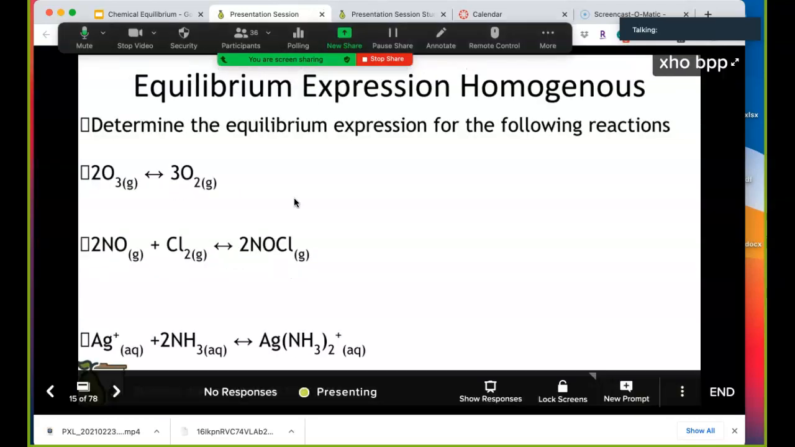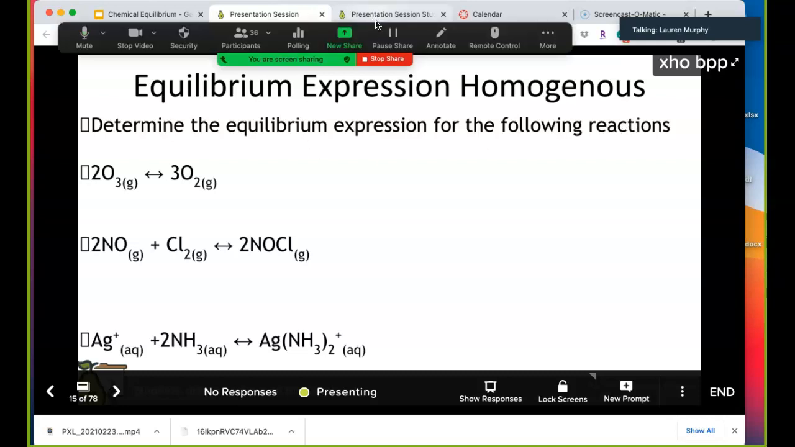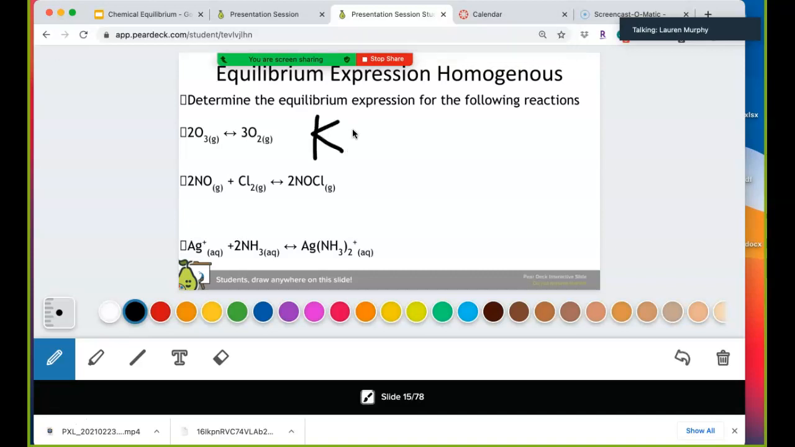So I'll do this first one with you, and I'm going to give you a minute after that to do the rest. It says determine the equilibrium expression for the following reactions. So, okay, how do I write equilibrium expressions? Well, the first thing I do is I write big capital K, and then I write equals. K equals products divided by reactants raised to their respective coefficients. So the concentration of O2 raised to the third power, because there's a 3 in front of it, and the concentration of ozone, that's O3, raised to the second power.